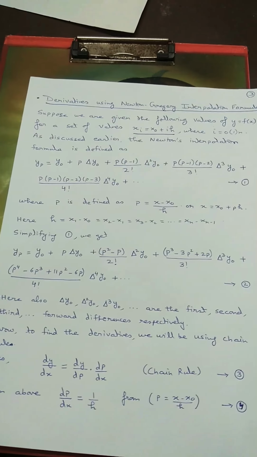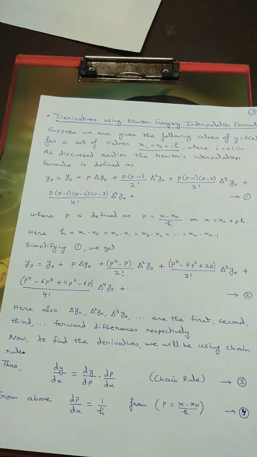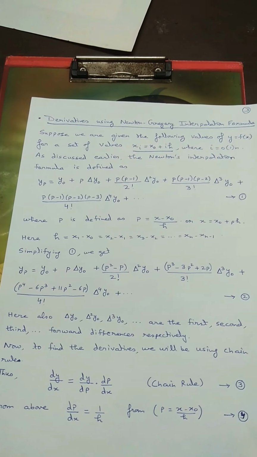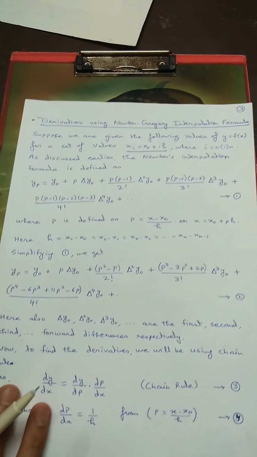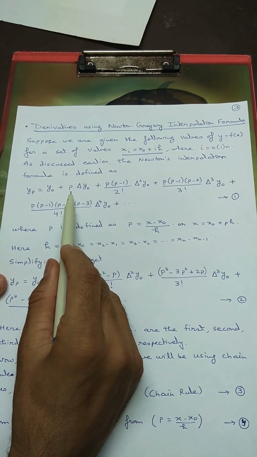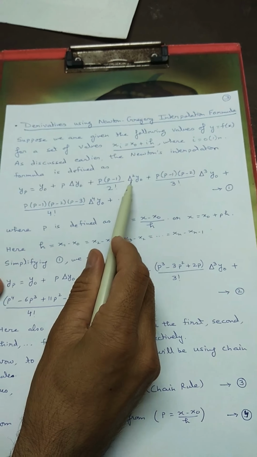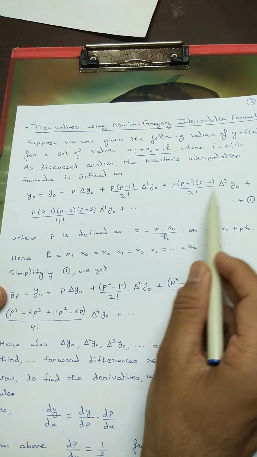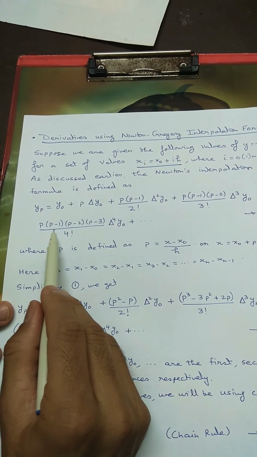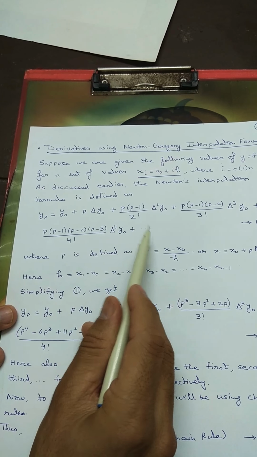So as discussed in my previous lectures, the Newton interpolation formula is defined as yp is equal to y0 plus p delta y0 plus p(p minus 1) by factorial 2 del square y0 plus p(p minus 1)(p minus 2) by factorial 3 del cube y0 plus p(p minus 1)(p minus 2)(p minus 3) by factorial 4 del 4 y0 plus dot dot dot. I am putting this as equation 1.